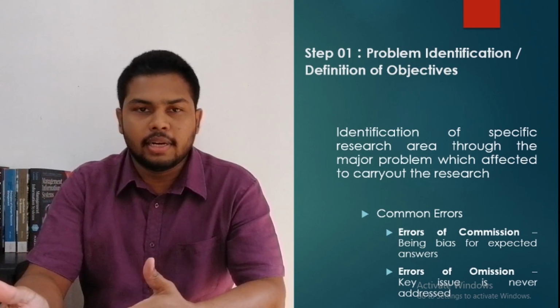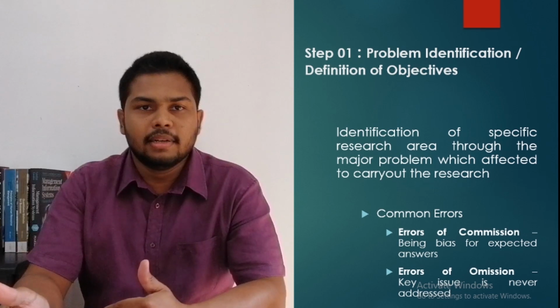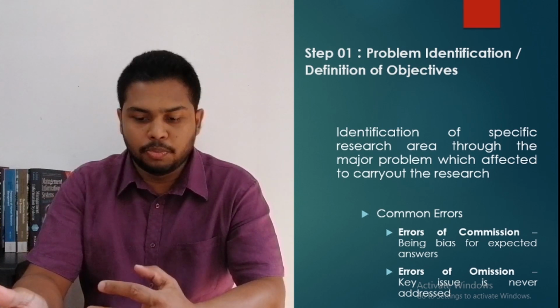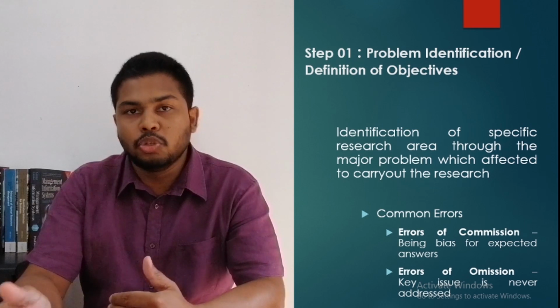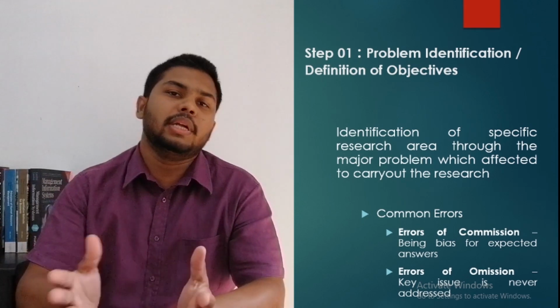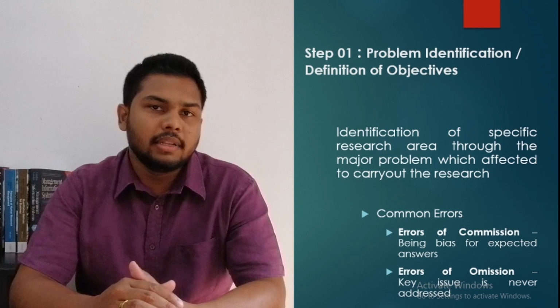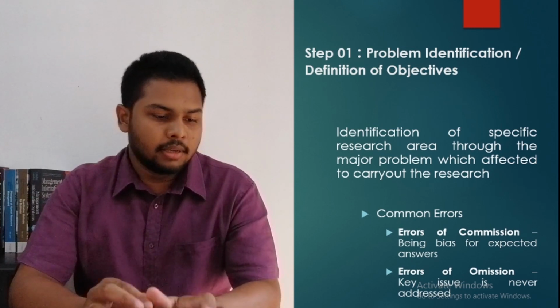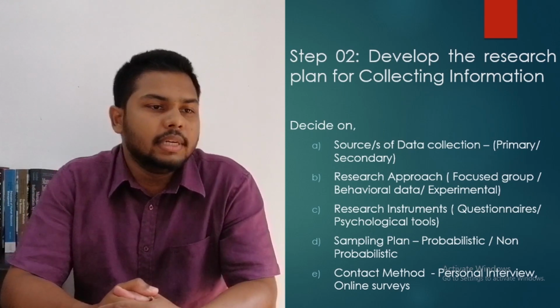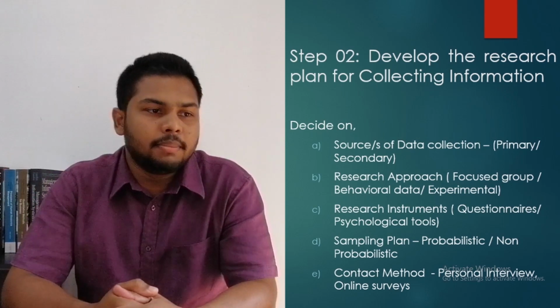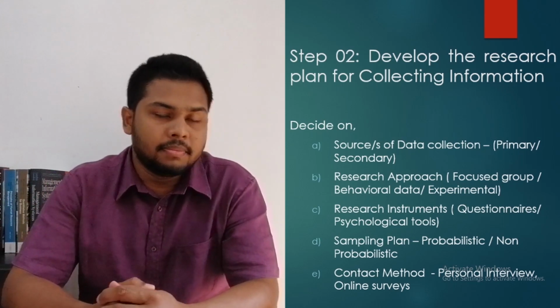You have never addressed that particular element, or let's say, you must receive the information on the price, right? That is called errors of omission. You omit some of the elements where you need to gain the information. So the second phase is all about developing a research plan for collecting the information.